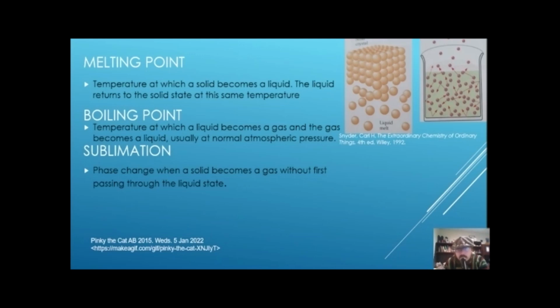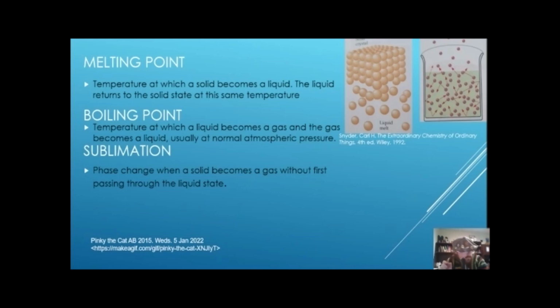It is a relatively slow process when it's not at boiling point, but it does occur. There's some evaporation even at 0 degrees. It's very, very little, but there is still some.